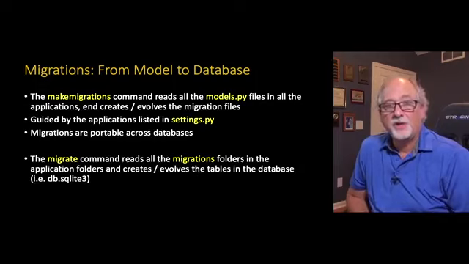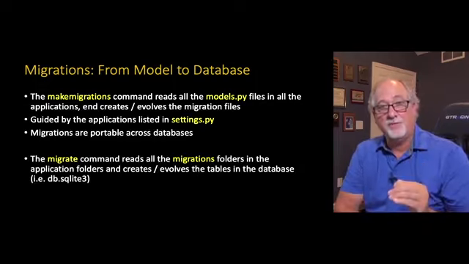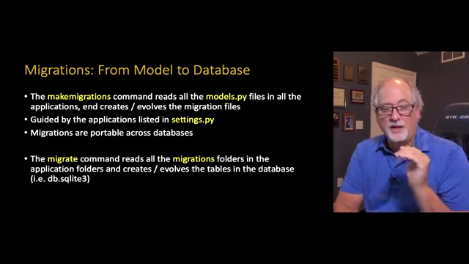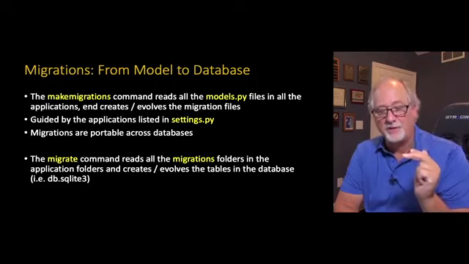So it's pretty easy to get confused when you're first looking at data models, migrations, and the database itself. So I want to go through this in a little bit more detail. The makemigrations command is what reads the models.py files, and then it creates what are called migrations. And the key thing is this is guided by the list of applications in settings.py.